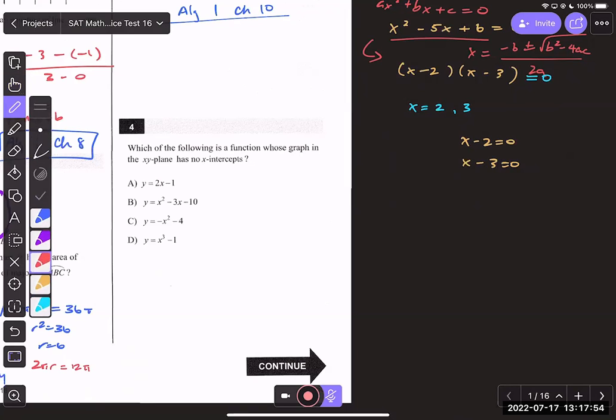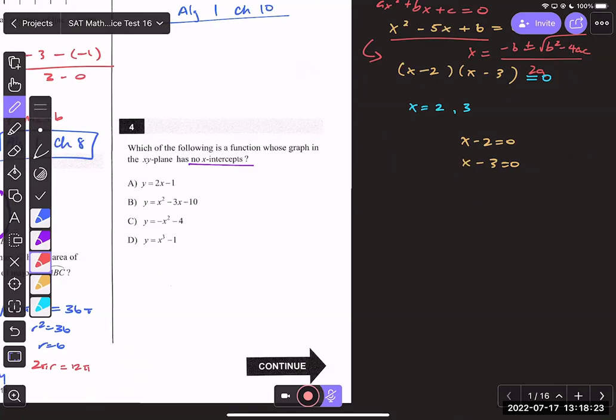So the first question here that I want to ask is, when you say no x-intercepts, what does that mean? Nothing touches the x-axis. Right, and how would something touch the x-axis basically? A line goes through it. Sure.